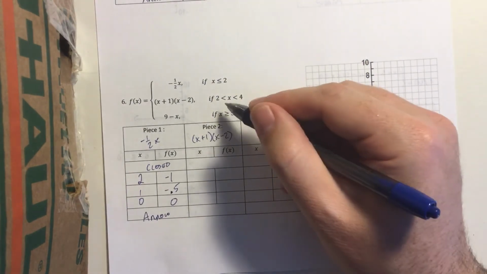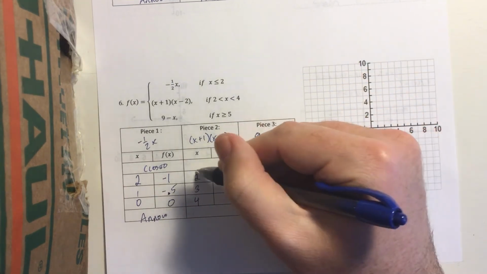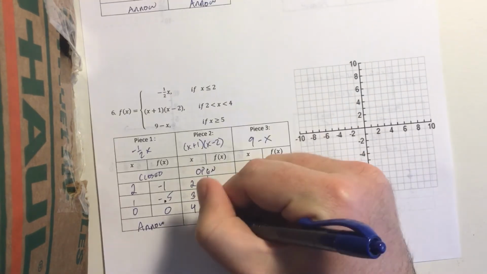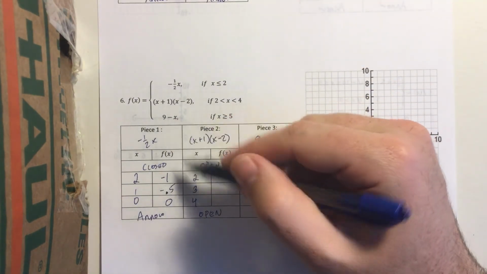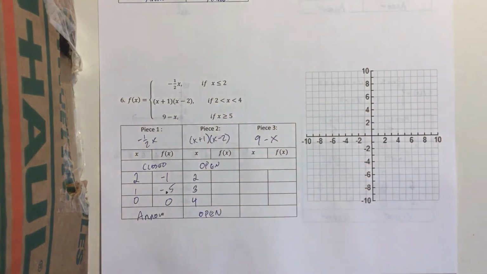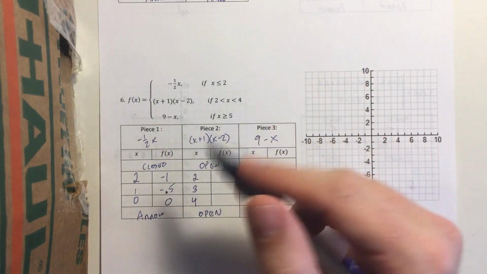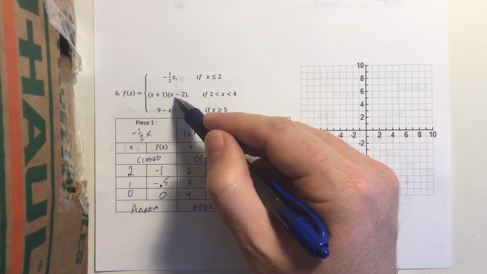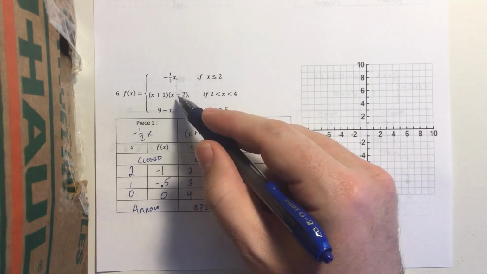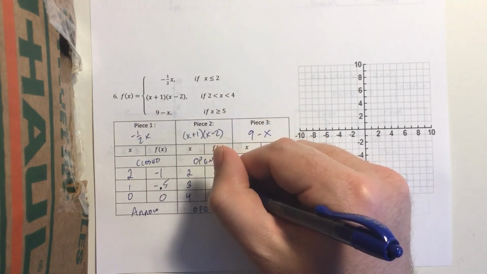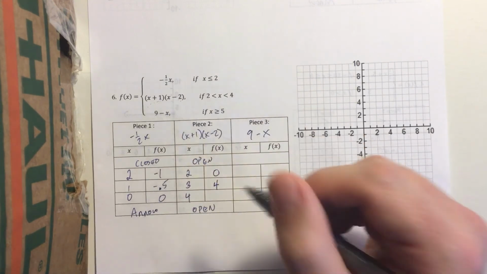For piece 2, its x values are between 2 and 4. So we're going to do 2, 3, 4. 2 and 4 are both going to be open circles. And if we plug into this, it's annoying because of the way it is. Again, use the table if you have it. If not, just plug in the x value for both of these and multiply them together. If I plug in 2, 2 plus 1 is 3, 2 minus 2 is 0, and 3 times 0 is 0. If I plug in 3, 3 plus 1 is 4, 3 minus 2 is 1, and 4 times 1 is 4. And if I plug in 4, 4 plus 1 is 5, 4 minus 2 is 2, 5 times 2 is 10.